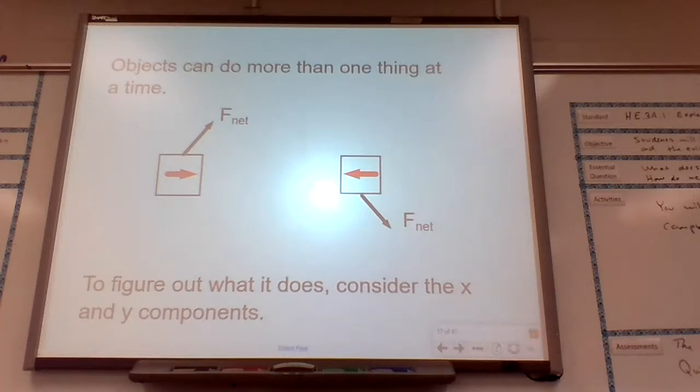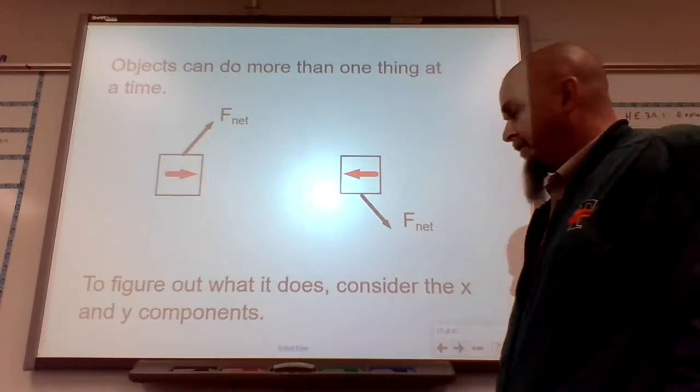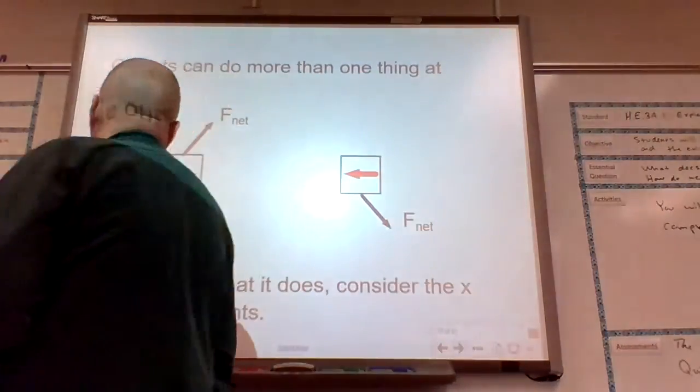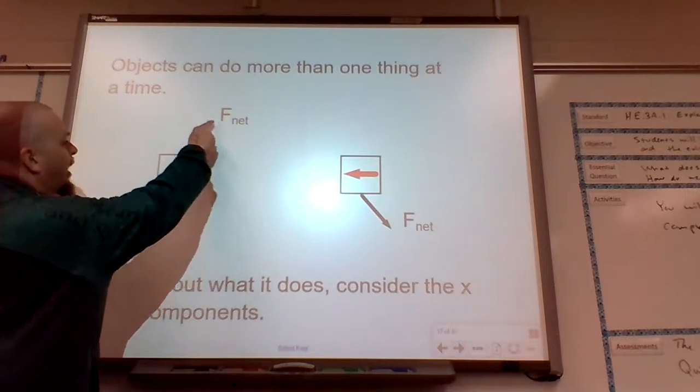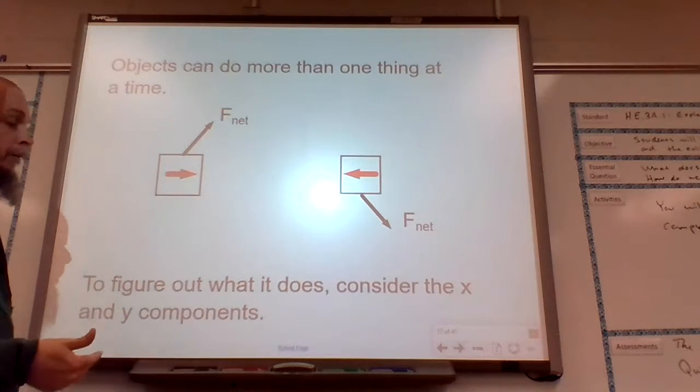Objects can do more than one thing at a time. They could speed up and turn. They could slow down and turn. They'll never speed up and slow down at the same time. And that happens when there's some kind of angle to the force. This goes back to what we did with net forces and how we learned how to break these angled vectors down into their two components.